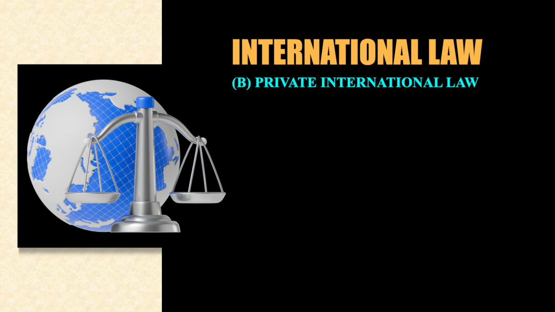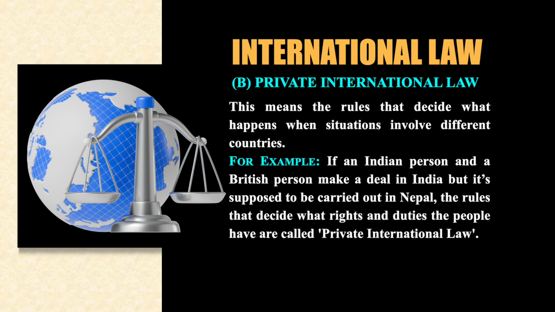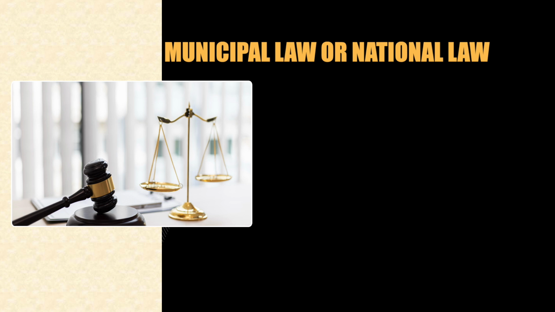Private international law. This means the rules that decide what happens when situations involve different countries. For example, if an Indian person and a British person make a deal in India, but it is supposed to be carried out in Nepal, the rules that decide what rights and duties the people have are called private international law. Municipal law, and the national law.